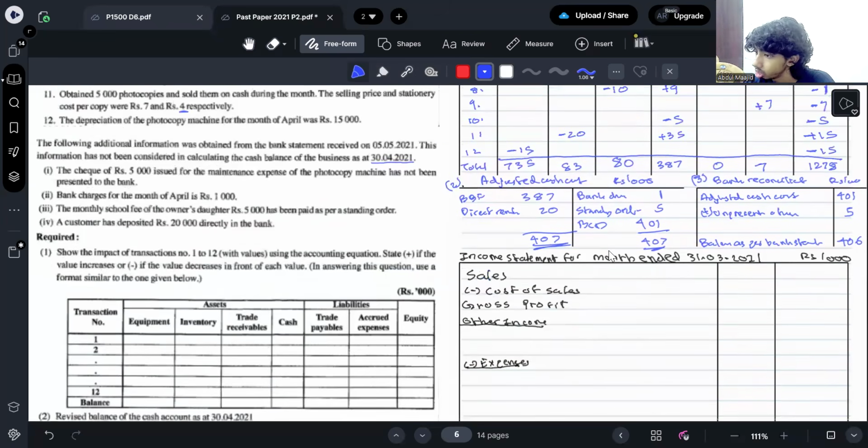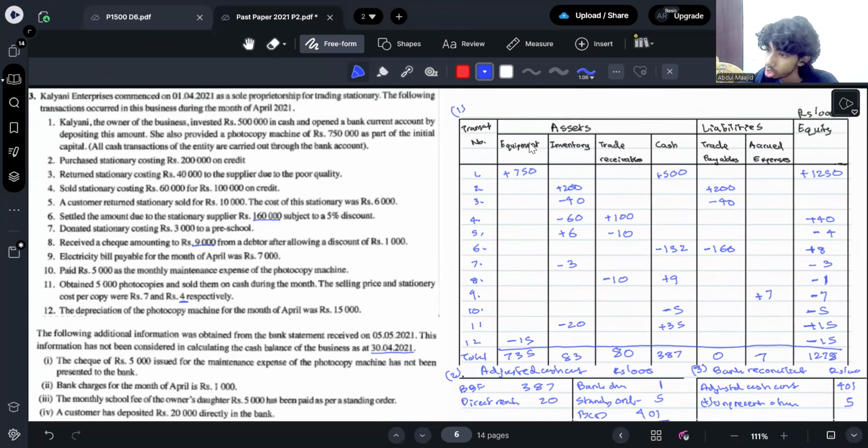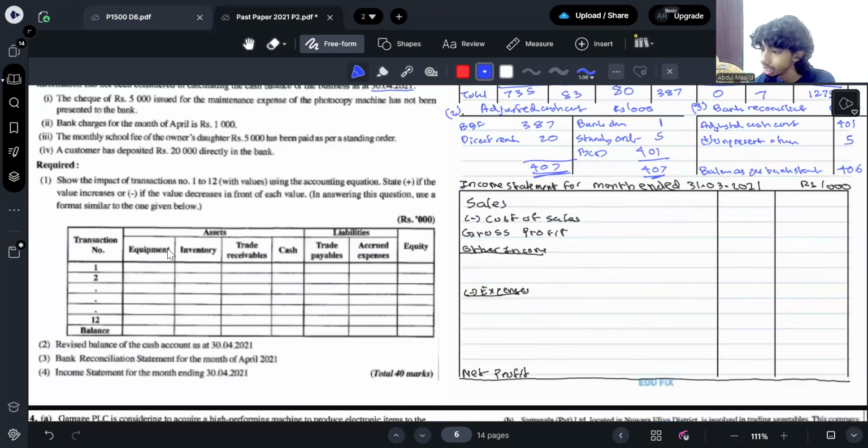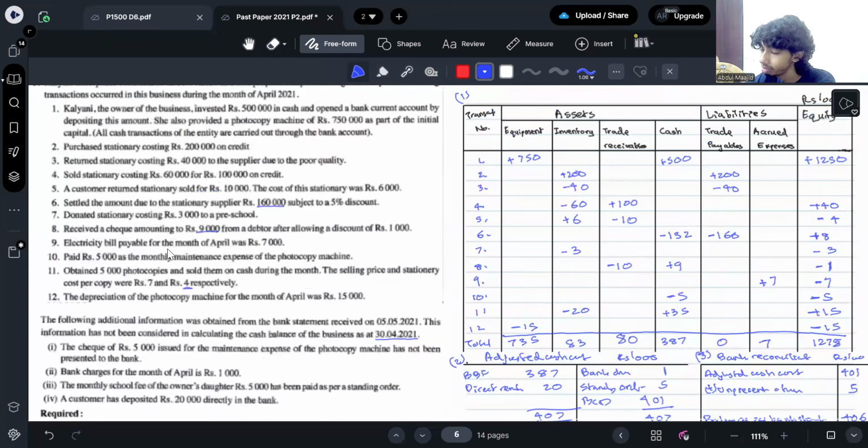Income statement. Okay, so the first transaction was a purchase of equipment that doesn't affect the income statement. Then purchases, we don't have to record. Now, I'm not going to do the cost of sale as opening stock plus purchase minus closing stock. Instead, we can directly get the cost of sale from the relevant sale transaction. So third one, return stationery. We don't have to record.